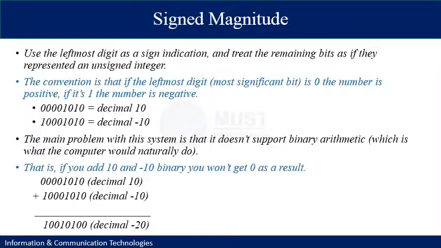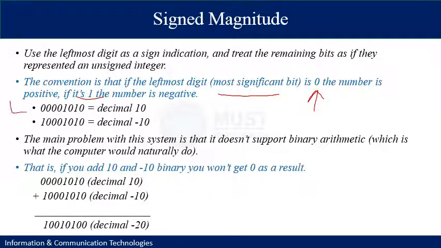One way to represent a negative number is to use the leftmost digit as a sign indication and treat the remaining bits as if they were represented as an unsigned integer. The convention is that if the leftmost digit, or the most significant bit, is 0, the number is positive, and if it is 1, the number is negative.